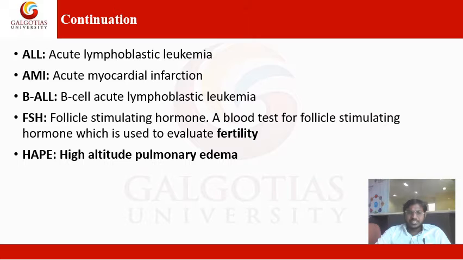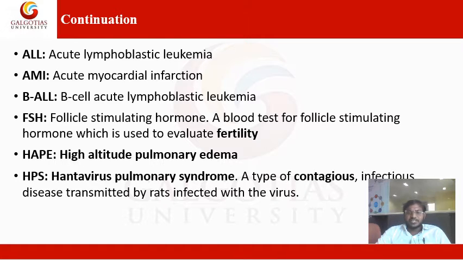Next one, HAPE, high altitude pulmonary edema. It is related to the pulmonary system, like the lungs. Those who stay in high altitude areas like Uttarakhand, the Himalayas, and Jammu and Kashmir, those patients mostly get what is called high altitude pulmonary edema. Next, HPS, hantavirus pulmonary syndrome. This hantavirus can cause pulmonary disorder. We get this hantavirus from rats.